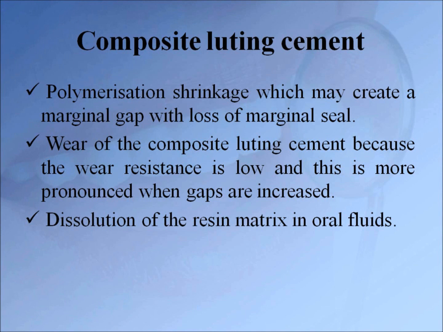Composite luting cement. When we use composite luting cement, there are certain disadvantages. Number one, polymerization shrinkage, which may create a marginal gap with a loss of marginal seal. Number two, wear of composite luting cement because the wear resistance is low, and this is more prominent when gaps are increased. Number three, dissolution of the resin matrix in the oral fluids.